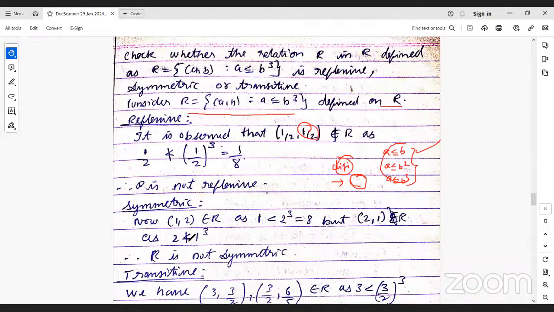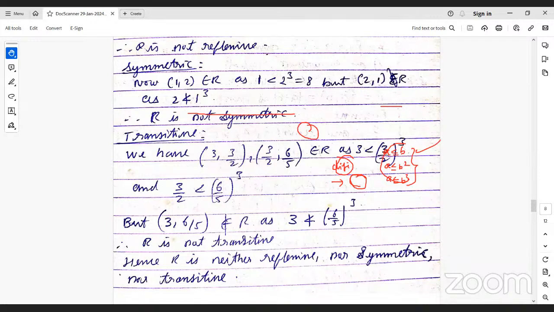Okay, 2 is not less than 1 cube, and because of that, R is not symmetric. Okay, and then the third case is transitivity, a very important third case. So for the third case, what we need to do is the example over here.